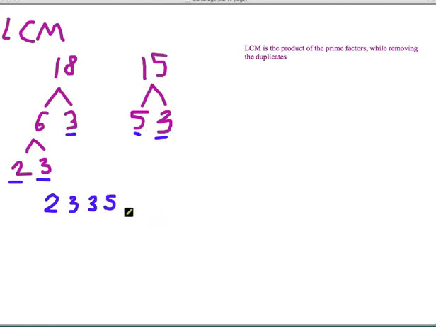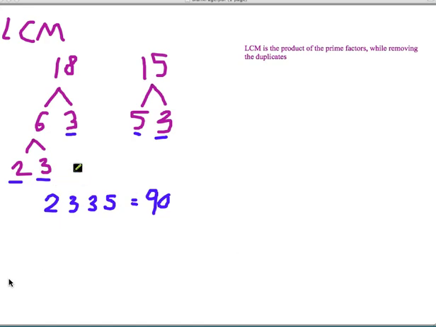So for this number, 2 times 3 is 6. 6 times 5 is 30. Times 3 is 90. So 90 is the least common multiple of 18 and 15.